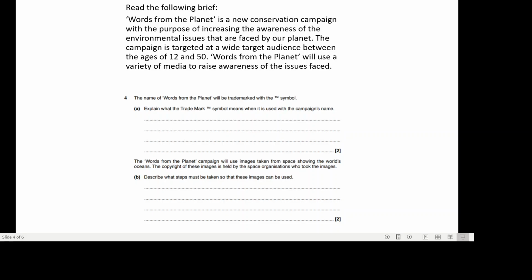Okay, so question 4A. The name of Words from the Planet will be trademarked with the TM symbol. Explain what the trademark TM symbol means when it is used with the campaign's name. So that's worth 2 marks. The Words from the Planet campaign will use images taken from space showing the world's oceans. The copyright of these images is held by the space organizations who took the images. So question B, describe what steps must be taken so these images can be used. Okay, so again, there's 2 marks.